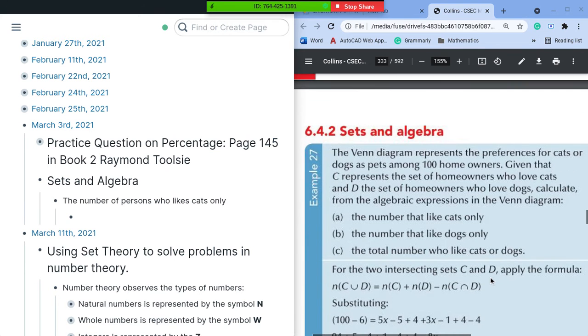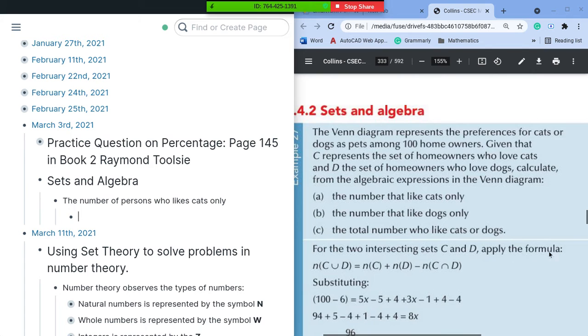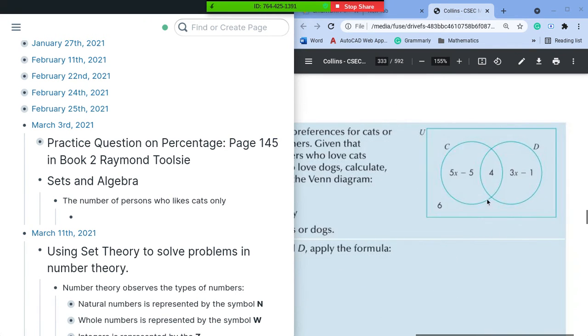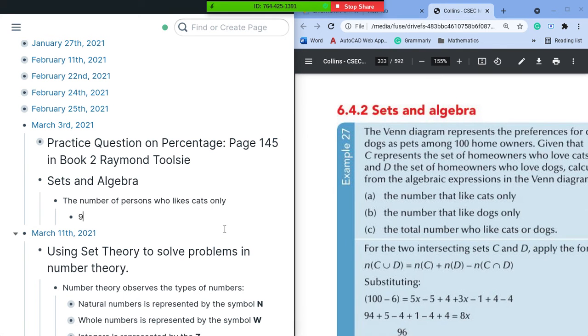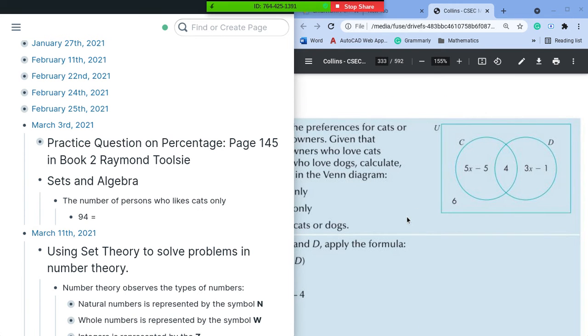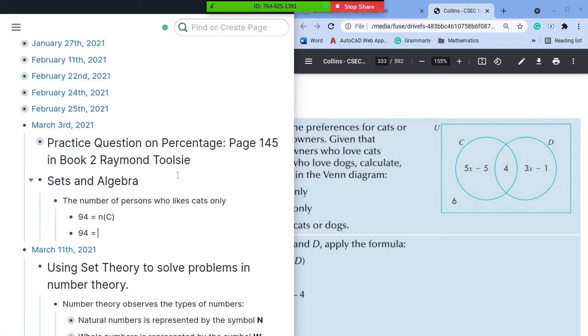To find out the number of persons who like cats only, we need to apply this formula. N, the number of persons who like cats or dogs, we said was 100 persons minus 6. So 94 is equal to how many persons like cats, based on the formula? 5x minus 5. So we're going to say 94 is equal to 5x minus 5.